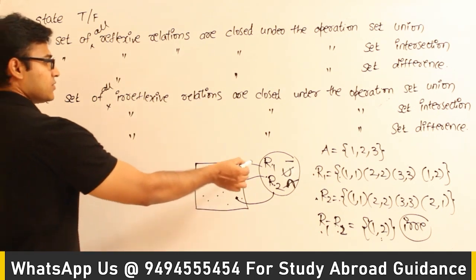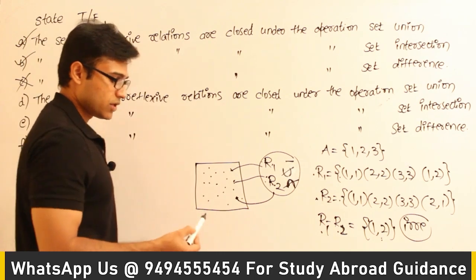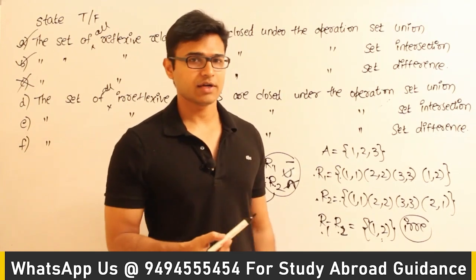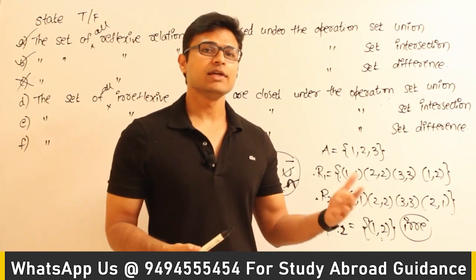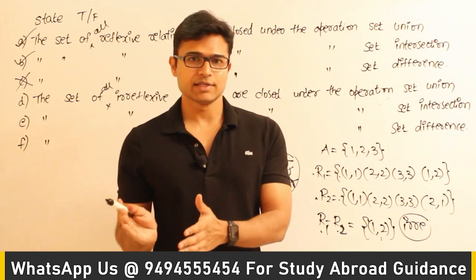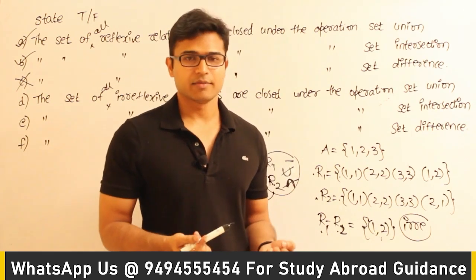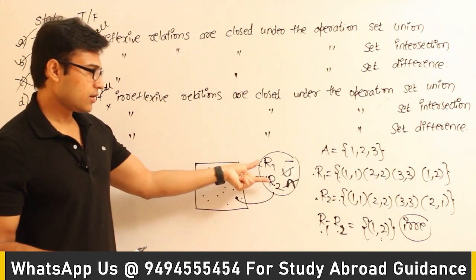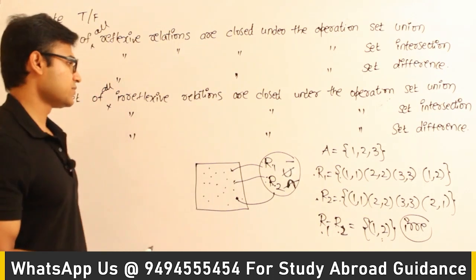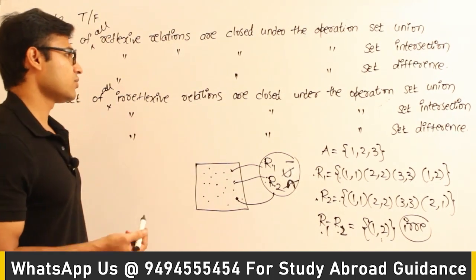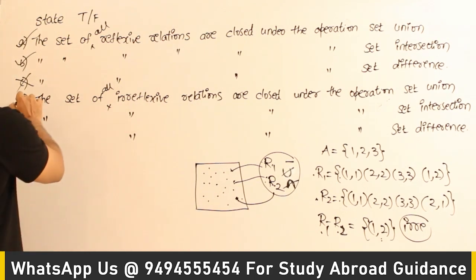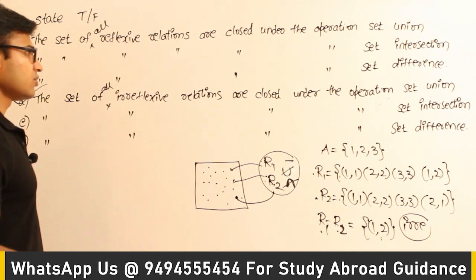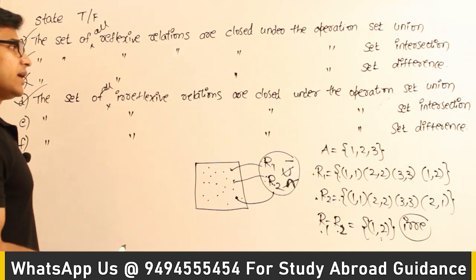If R1 is irreflexive and R2 is irreflexive, it means that both of them don't contain any of the diagonal elements. Now when you apply the union, definitely the result will not contain any diagonal elements, because the two ingredients R1 and R2 used to form the result do not contain any diagonal elements. Therefore it is true that if you take two irreflexive relations and apply union, the result is irreflexive. Therefore the set of all irreflexive relations is closed under set union. It is true. What about the next one? The set of all irreflexive relations is closed under set intersection. Again it is true.